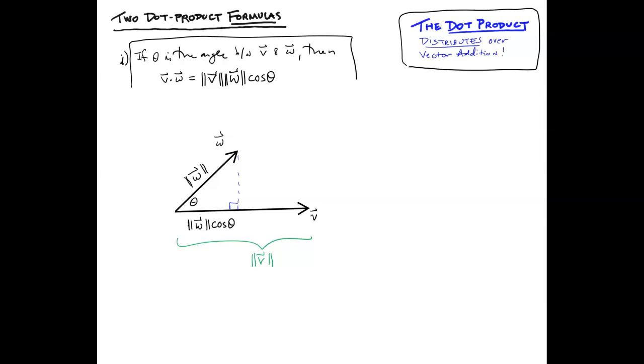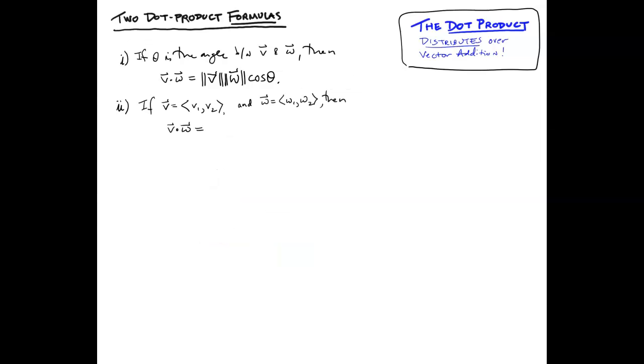And this is an important result right here. Some people even take this to be the definition of the dot product. And we'll see soon that this gives us a nice way to actually compute the angle between two vectors once we've determined our second formula for the dot product. Our second formula for the dot product is different.